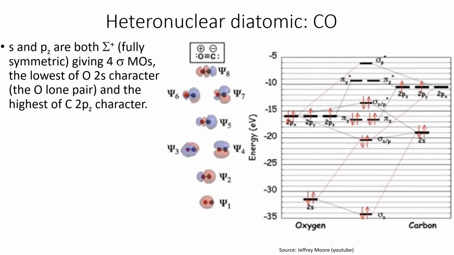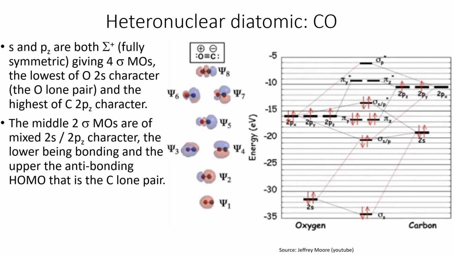So they're fully symmetric, the s and the pz orbitals, given these four molecular orbitals I was referring to. It's quite interesting that the orbital right at the bottom there is of similar energy to the oxygen 2s. Because the oxygen 2s atomic orbital is so much lower than the other valence orbitals, that sigma bonding pair of electrons actually has very high oxygen character. And so essentially that's going to represent the oxygen lone pair in the molecule.